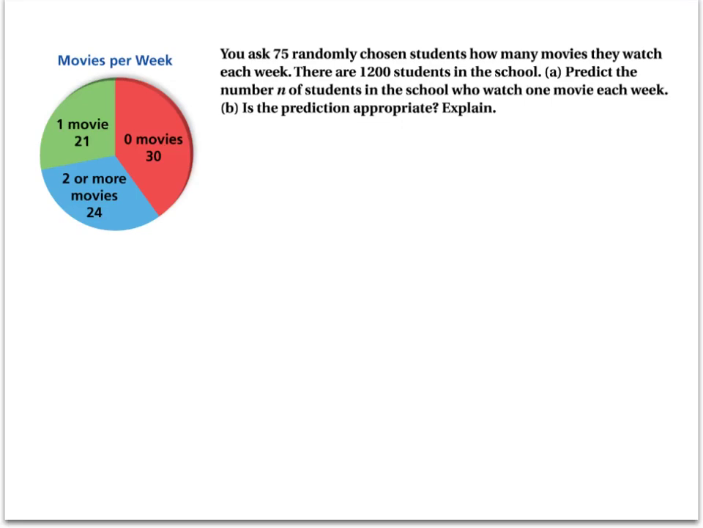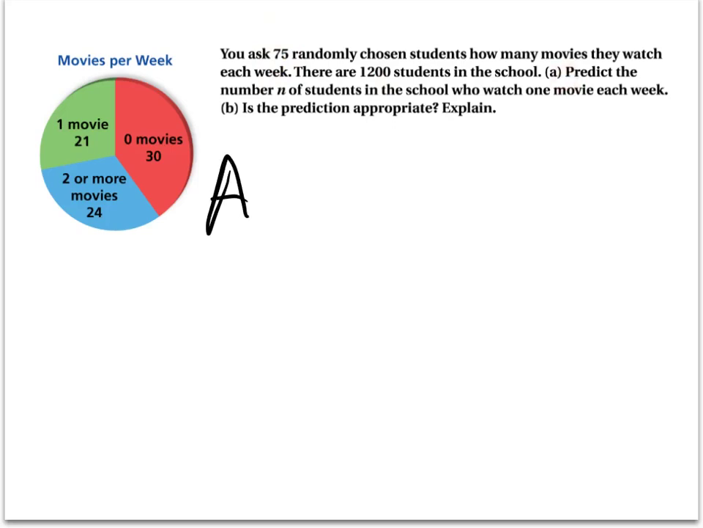It says here you asked 75 randomly chosen students, so 75 were polled here, how many movies they watch each week. It says there's 1,200 students in the school. Predict the number of students in the school who watch one movie a week, and is the prediction appropriate? Again, we're looking at data. Does it make sense with what is being asked? Obviously, here is our circle graph that we all are experts on now. Out of 75 people, 21 said one movie, 24 said 2 or more, and 0 movies is 30. So, if we're asking 75 people, and there's 1,200 in the school, it says predict the number of students.